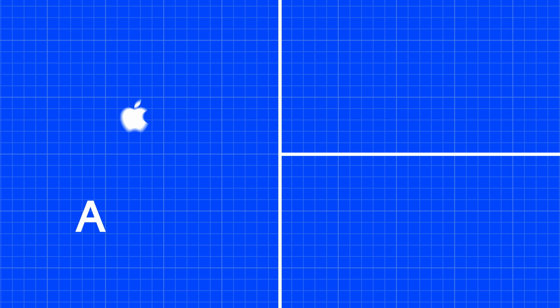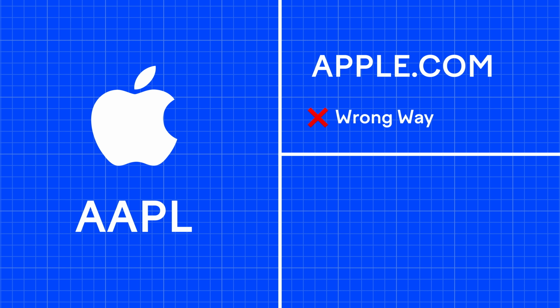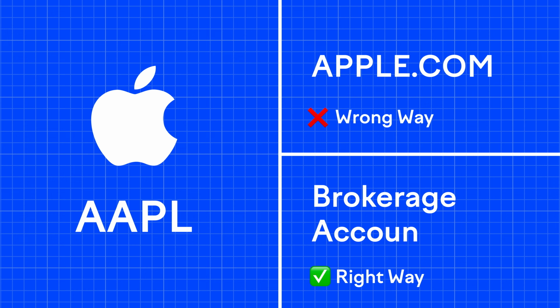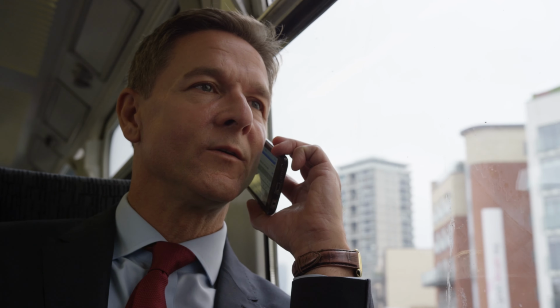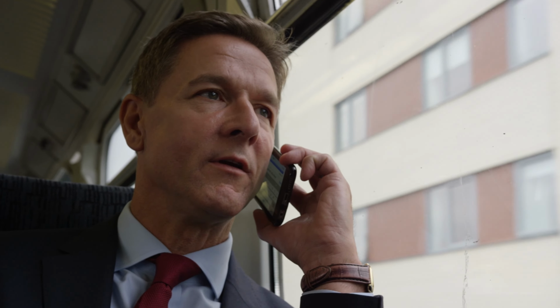Let's say you want to buy shares of Apple. It's not that you just go to apple.com and buy shares there. You need to open a brokerage account with one of the brokers. Brokers have access to the stock market and place orders like buy and sell on your behalf. Back in the day, you would have to give your broker a call and they would place orders for you. You might have seen this in the movies. Today, you can do it with a mobile app.